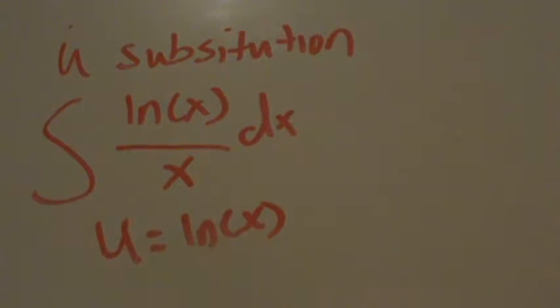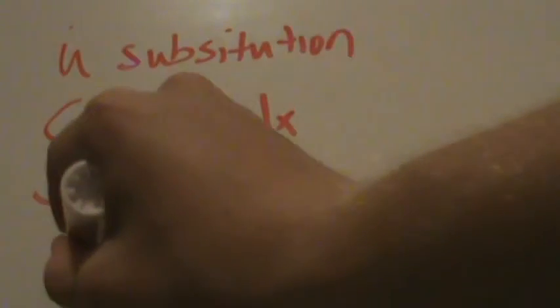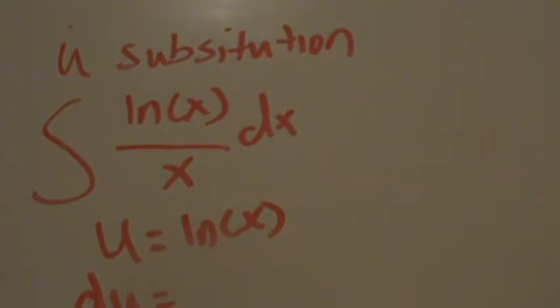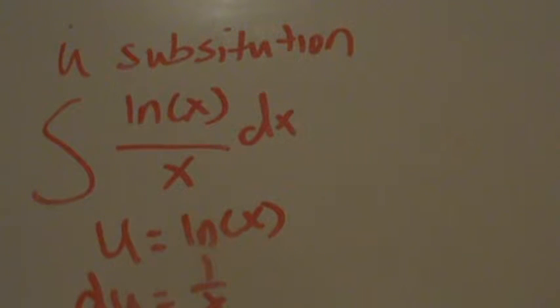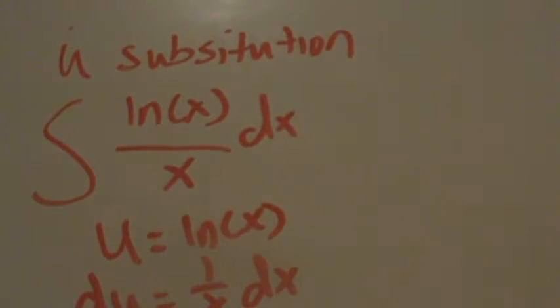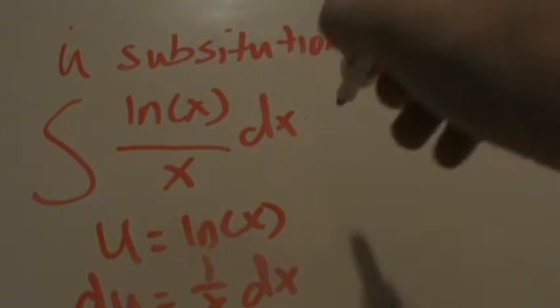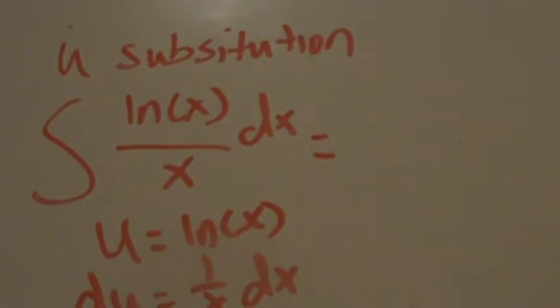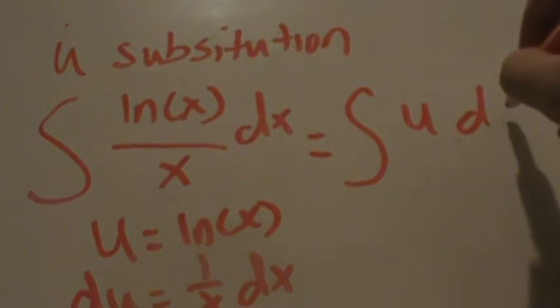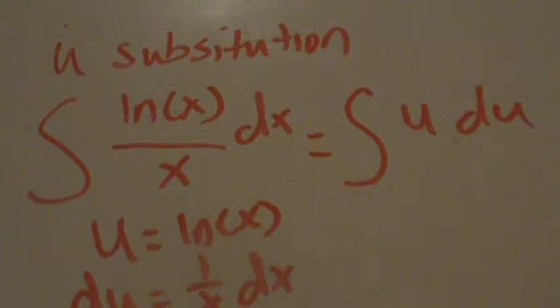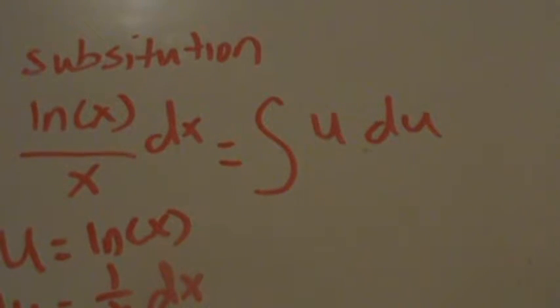So now we want to take the derivative of this. So this would be du, and we know that the ln of x differentiates to 1 over x. So we can rewrite this integral completely, because we know that we have all the pieces here. We have u here, which is our ln of x, and we have du here, which is 1 over x dx. So this integral is equivalent to the integral of u du.